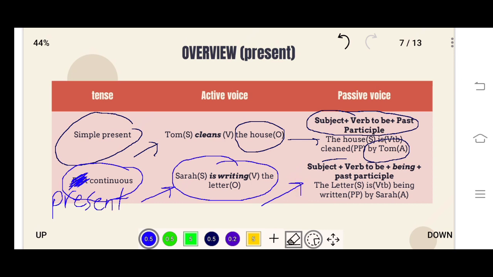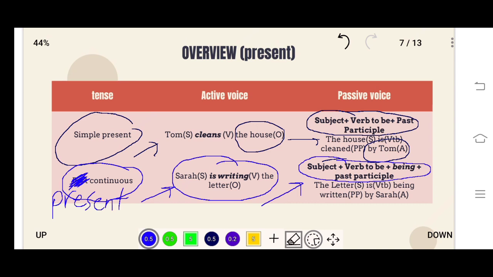Look at the formula. You have to remember the formula. The formula for the passive voice of the present continuous is subject plus verb to be plus being plus past participle. So the formula is quite the same as for the past continuous. So we change the active voice to passive voice.